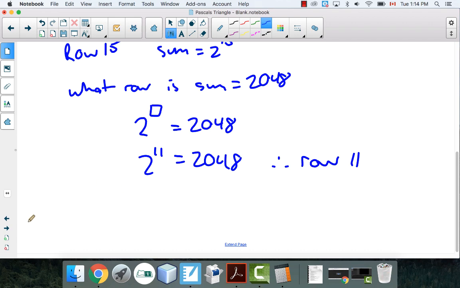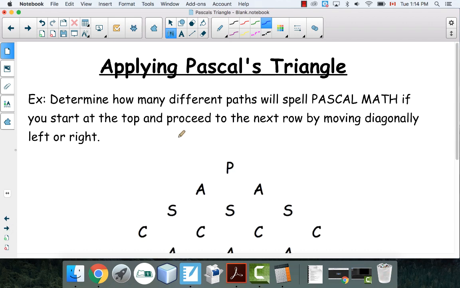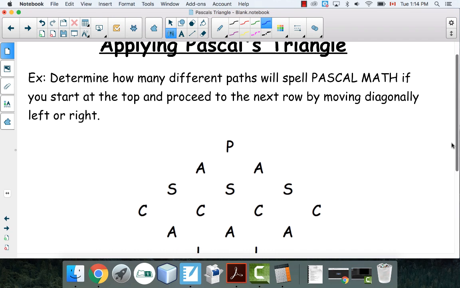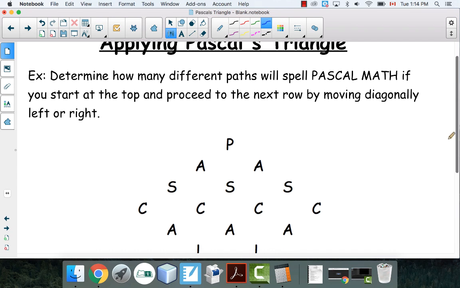Now, we can use the same principle from Pascal's triangle into situations that are not actually Pascal triangle related. So here's an example of one. It says determine how many different paths will spell Pascal math if you start at the top and proceed to the next row by moving diagonally left or right. So I can't go backwards, I can only go downwards, either left or right.